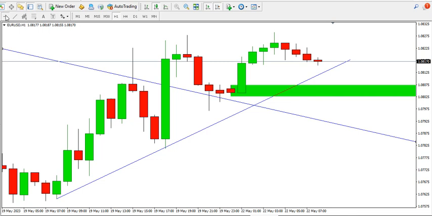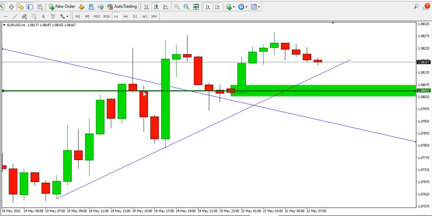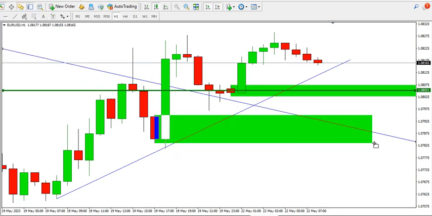The support is at the 1.08051 level. So we might see price dropping to that level. If this level fails, we have another support at this particular point for EURUSD.